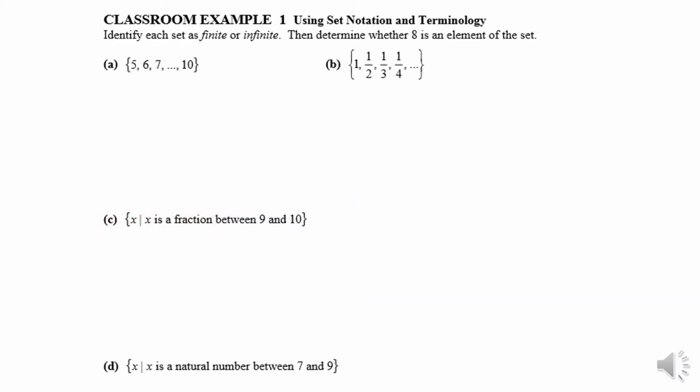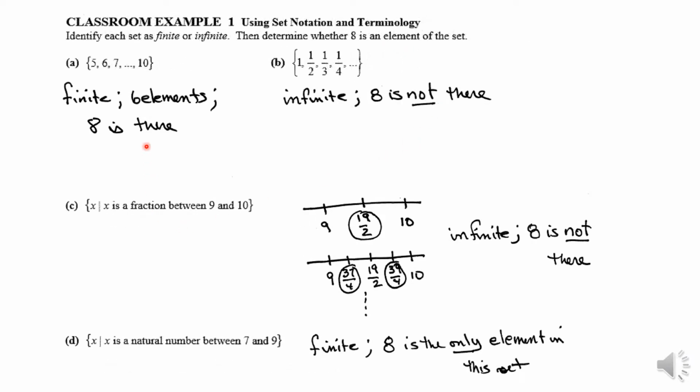We're going to go through several examples. This first example asks us to identify each set as finite or infinite and then determine whether 8 is an element of the set. So we see that 8 is in this first set, and 8 is also in the set called D. And it's the only element in this set called D. There are other elements in A. Both A and D are finite. The other sets are infinite, and in neither one of those is 8 in the set.